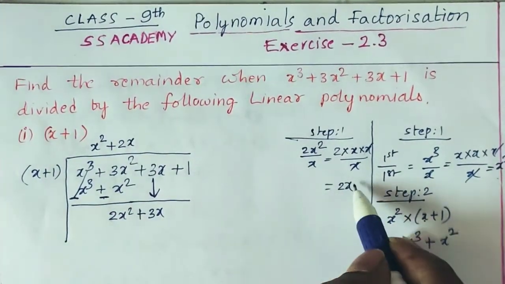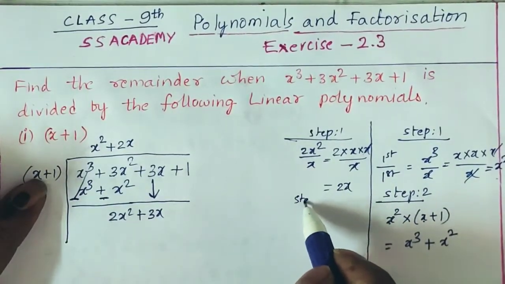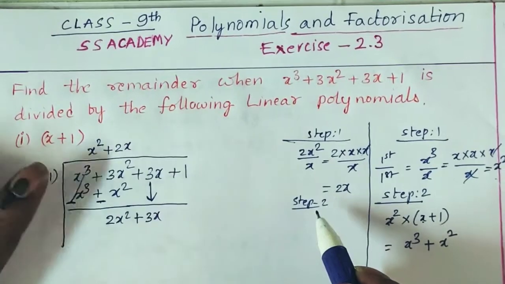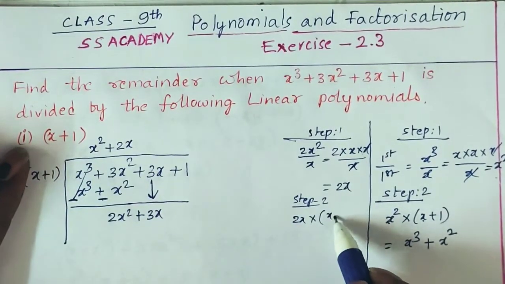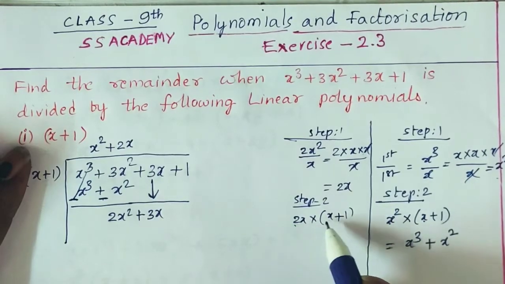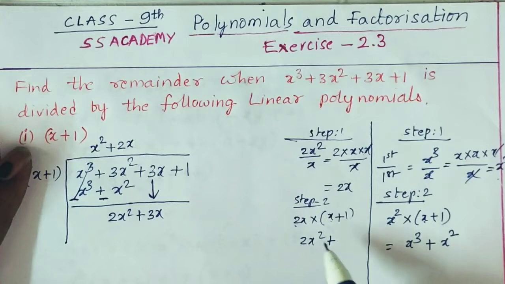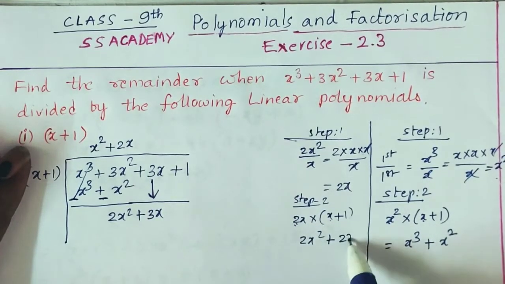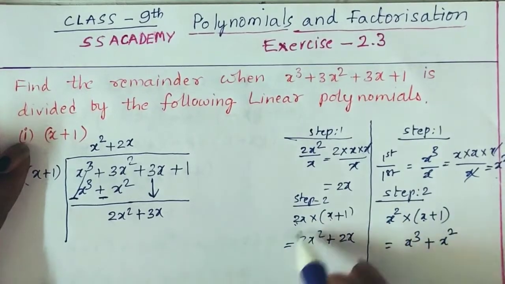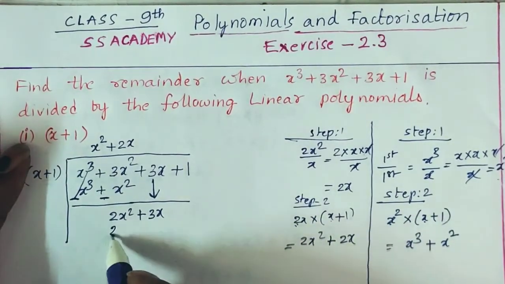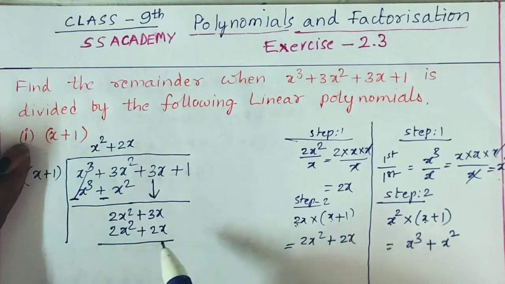Now the second step: you need to multiply the divisor with this 2x. So 2x into x plus 1. 2x into x will become 2x square. Since there is plus, write plus. 2x into 1 will become 2x. So how much did you get? You got 2x square plus 2x. Just write this 2x square plus 2x here. You know that you need to subtract.